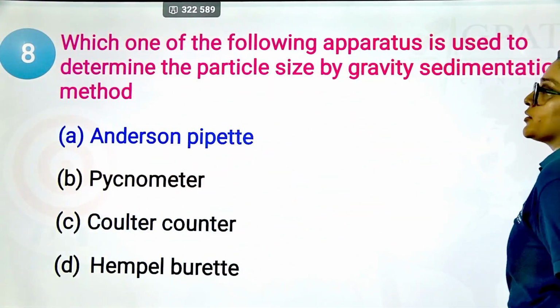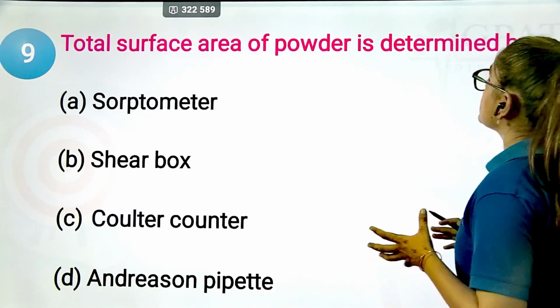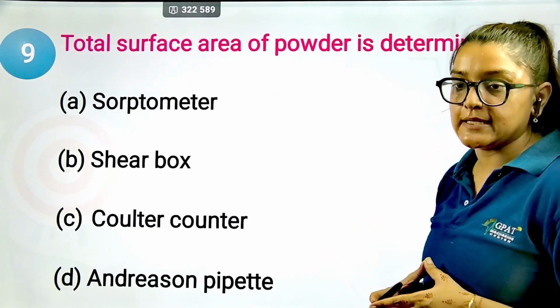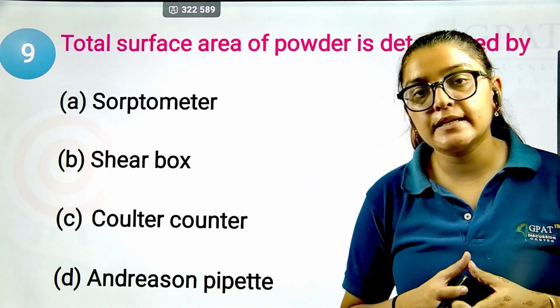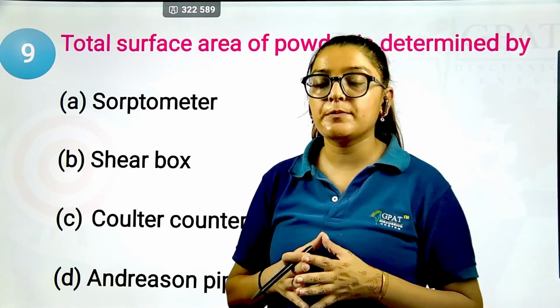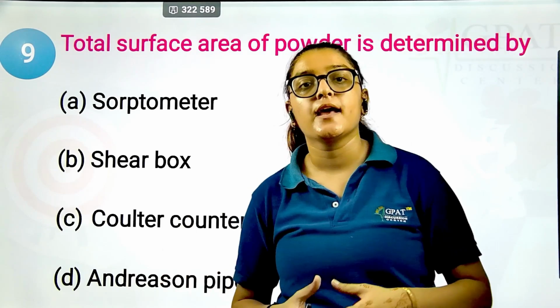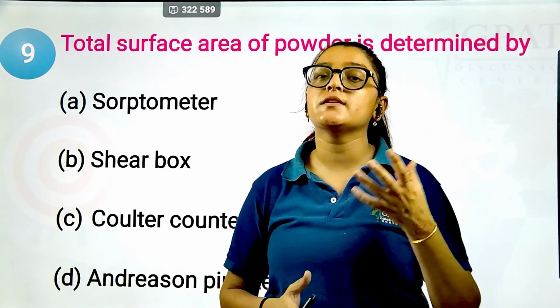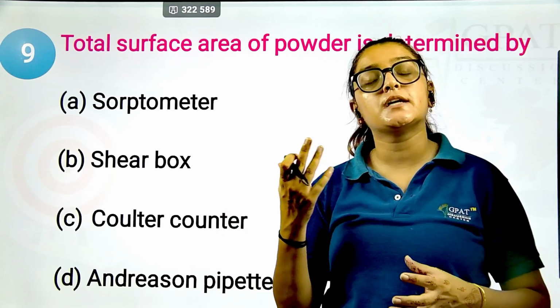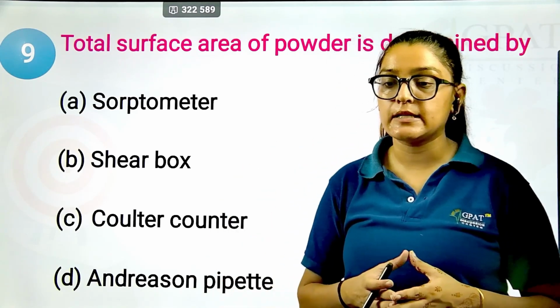Okay, moving on. Total surface area of the powder is calculated by... We have seen that for determining the surface area of the powder, we have multiple methods, right? We have seen the air permeability method, we have seen the adsorption method, in which we have the gas adsorption method and the solute adsorption method, right?